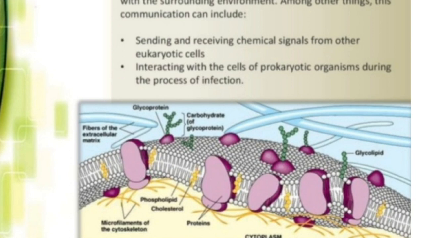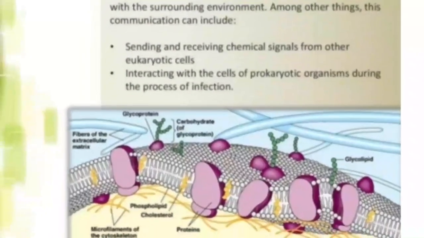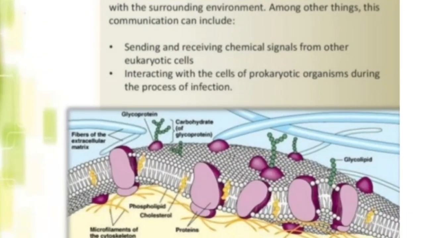The primary function of this plasma membrane is to protect the cell from its surrounding environment. Also, this membrane is selectively permeable to ions and organic molecules and regulates the movement of substances in and out of the cell.